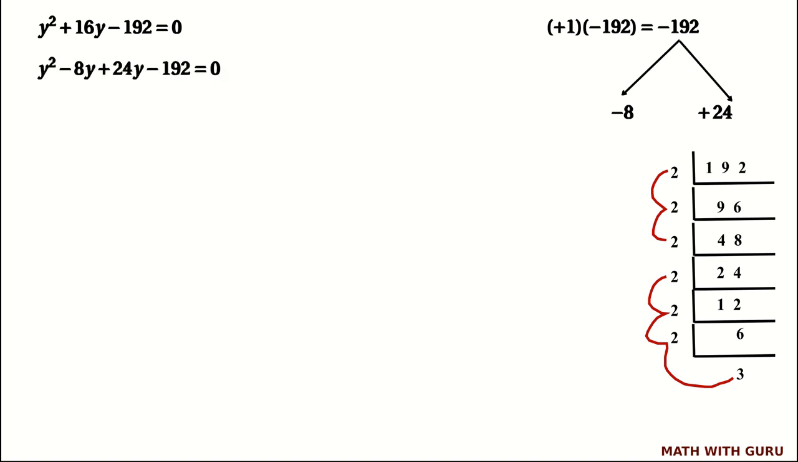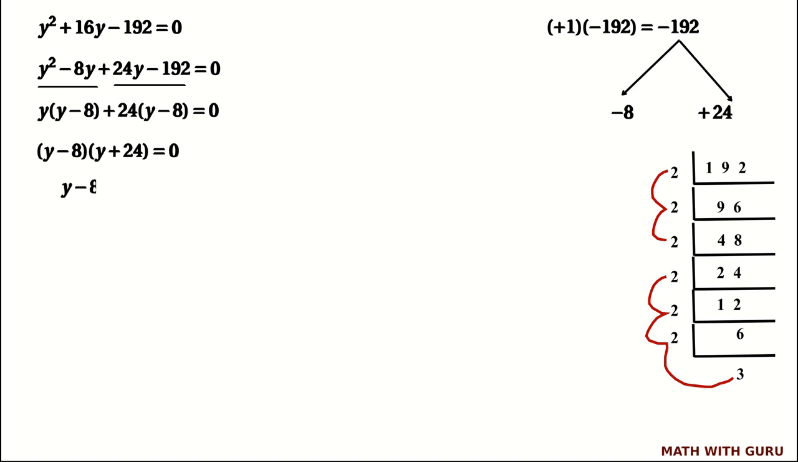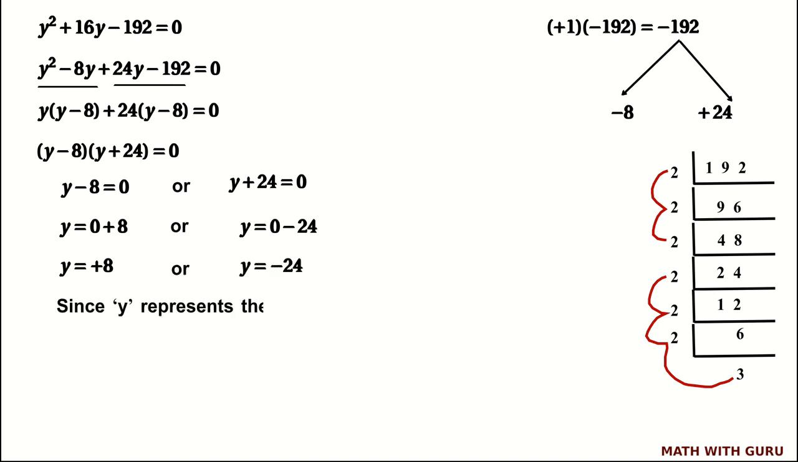We split the middle term as minus 8y plus 24y to give y squared minus 8y plus 24y minus 192 equals 0. Group them, factorize them. Y into (y minus 8) plus 24 into (y minus 8) equals 0. (Y minus 8) into (y plus 24) equals 0. Y minus 8 equals 0, or y plus 24 equals 0. Y equals 0 plus 8, or y equals 0 minus 24. Y equals plus 8 or y equals minus 24.